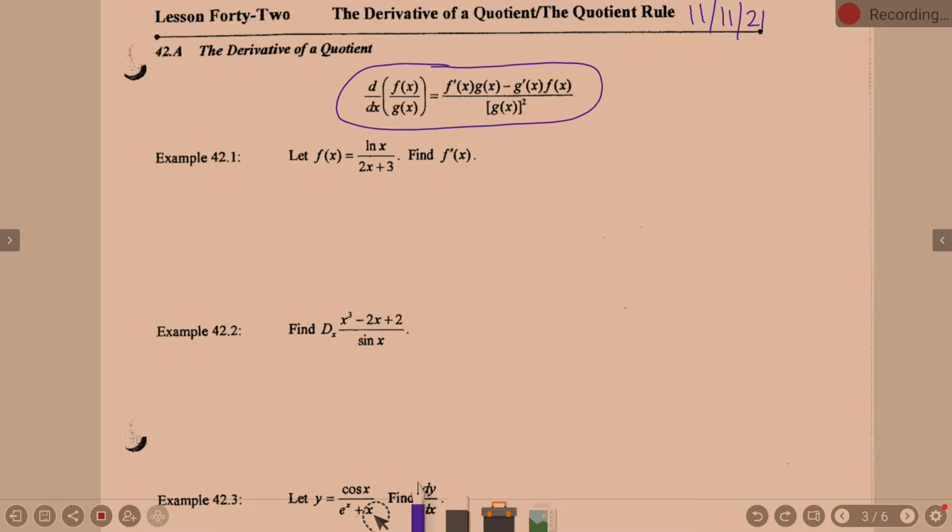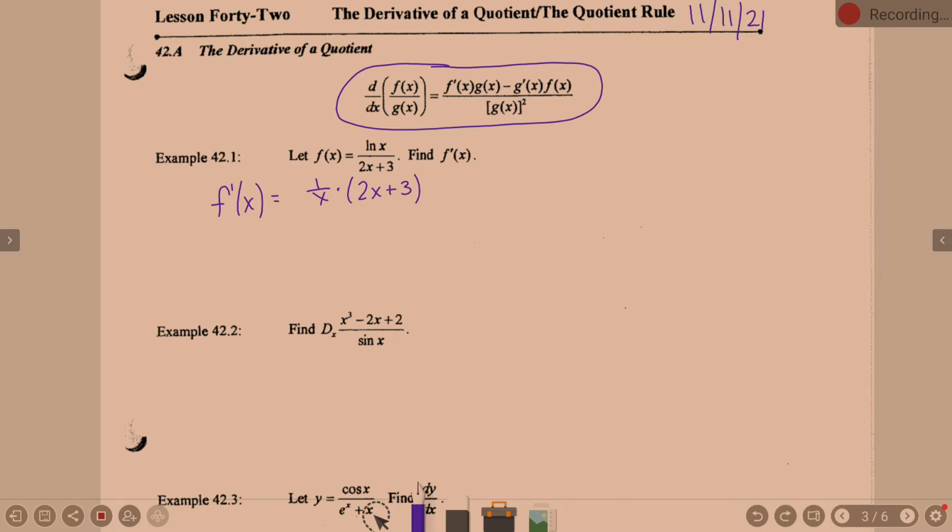Example 1. f of x is natural log of x over 2x plus 3. Find f prime of x. So we're going to start by taking the derivative of the top. The derivative of natural log of x is 1 over x, times 2x plus 3, the denominator as is.